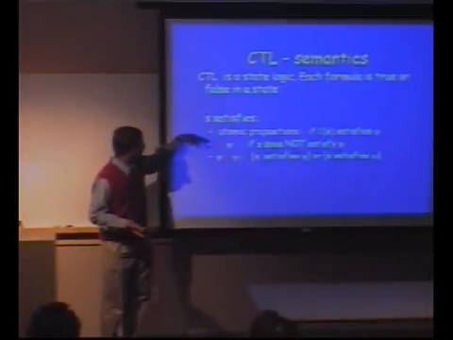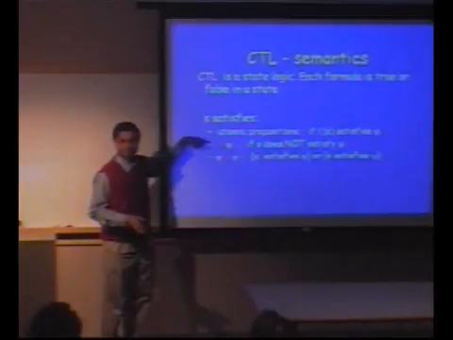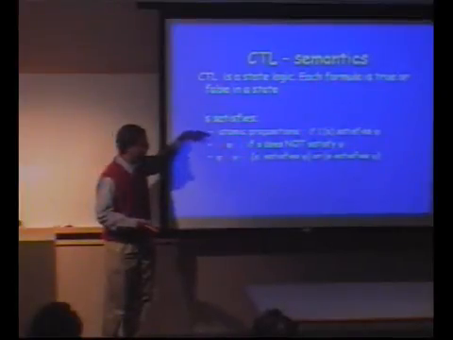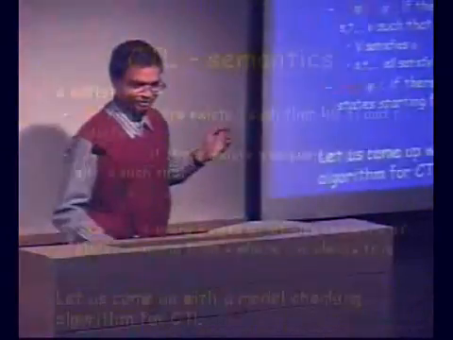Atomic propositions, conjunctions, disjunctions are very easy to define. An atomic proposition satisfies a formula if it's true in that state. Conjunctions and disjunctions are obvious. Negations are obvious too.